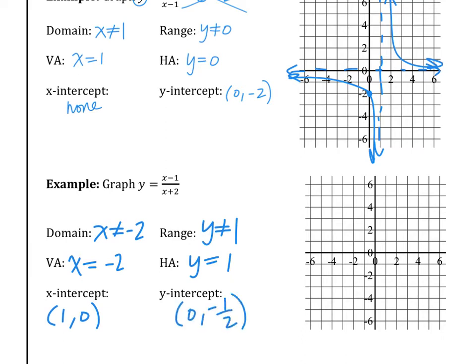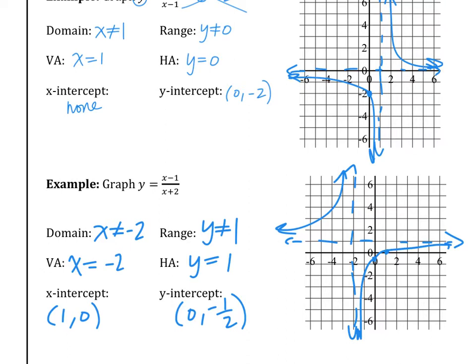Okay, let's graph. So x equals -2 is the vertical asymptote. Y equals 1 is the horizontal asymptote. We have an x-intercept at 0, and then y-intercept at 0, -1/2. So this graph has to look like this, and then the other side like that. Any questions? Yes. So for these ones, how would you solve the range? Range is just not the horizontal asymptote. That's it. So this is the most simple graph that you'll ever see.